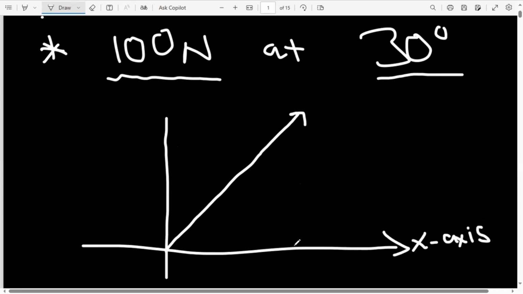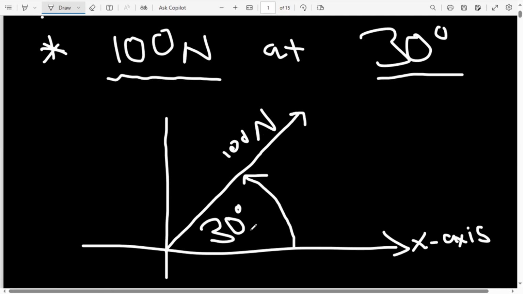So from 0 here, I've gone and reached 30 degrees, like this. This is my 100 newtons at 30 degrees. Don't add Celsius. We're not dealing with temperature, we're just dealing with direction, with angles. So it's important to know that all the angles when we're dealing with vectors are always read from the positive x-axis.